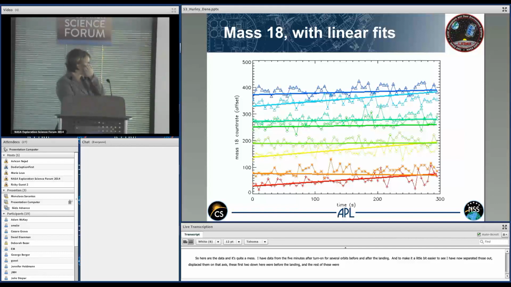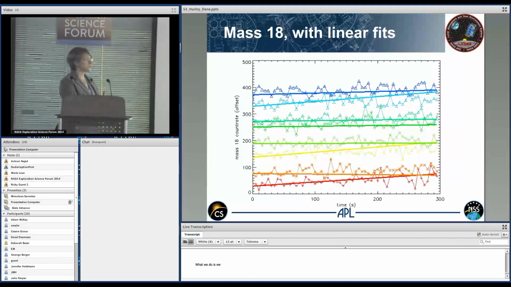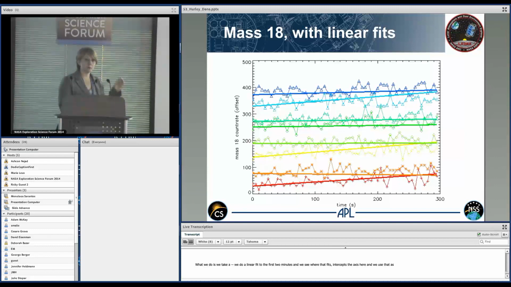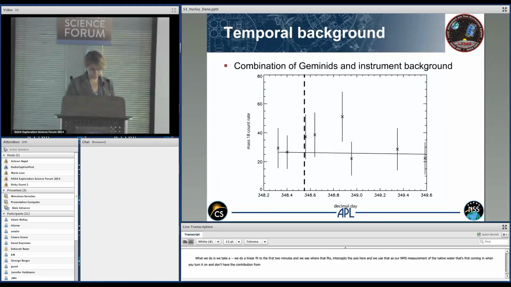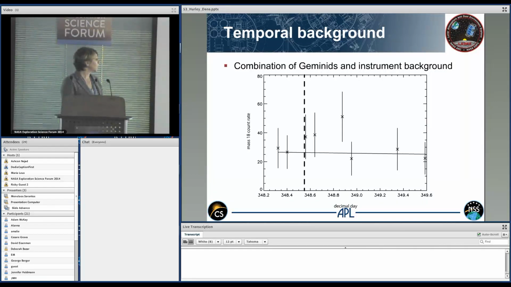And what we do is we do a linear fit to the first 2 minutes, and we see where that fit intercepts the axis here. And we use that as our NMS measurement of the native water that's first coming in when you turn it on, and you don't have the contribution from the water coming off the walls. And this is what we get for our water measurements. This is the count rate.